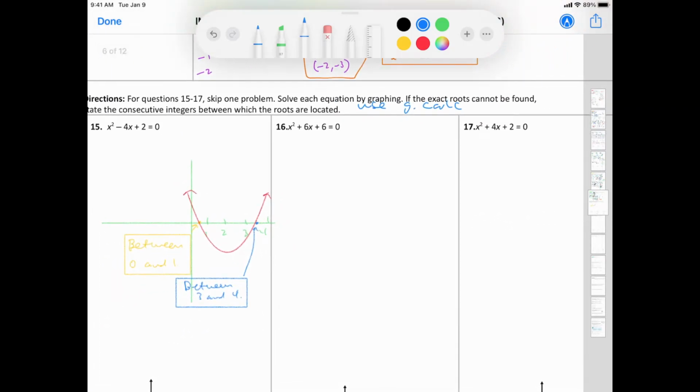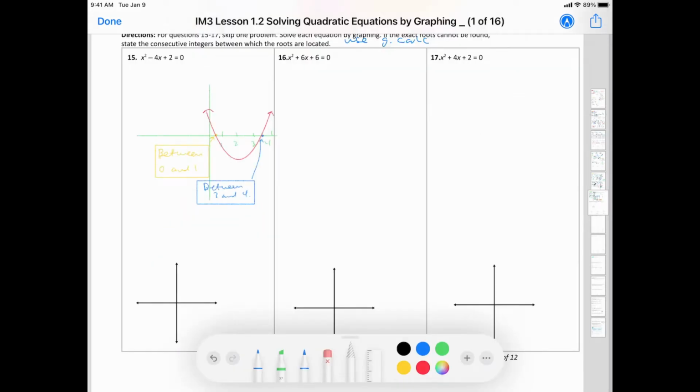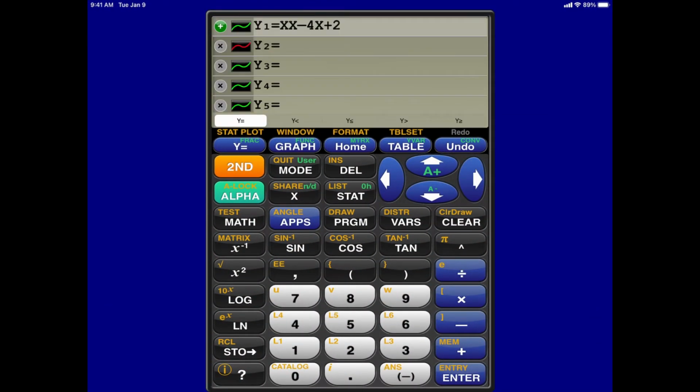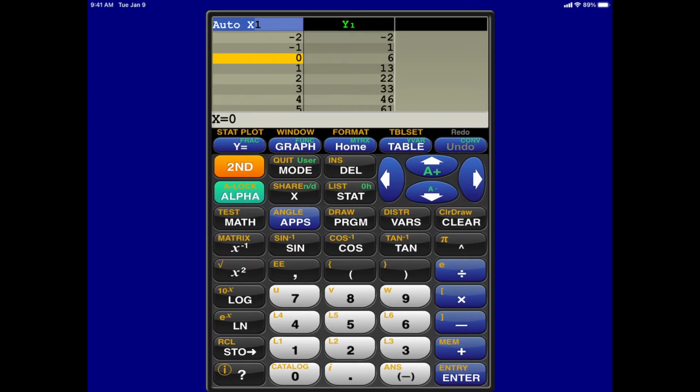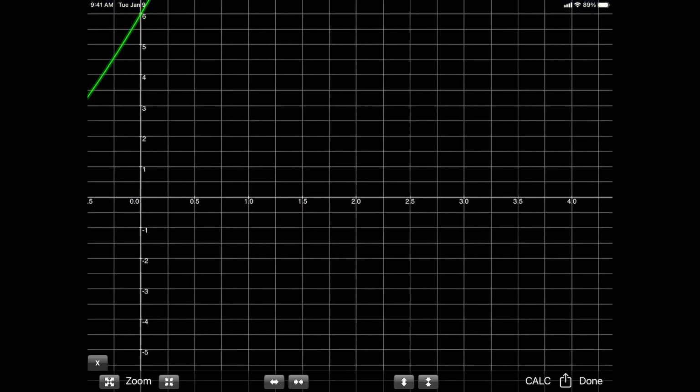All right, let's try number 16. All right, let's go over number 16. Just go into your graphing calculator. Y equals x squared plus 6x plus 6. If you want to see a table, press table. And we're looking for numbers where the values change between negative and positive. I'm going to take a picture of that. And you're already going to see the answer here.